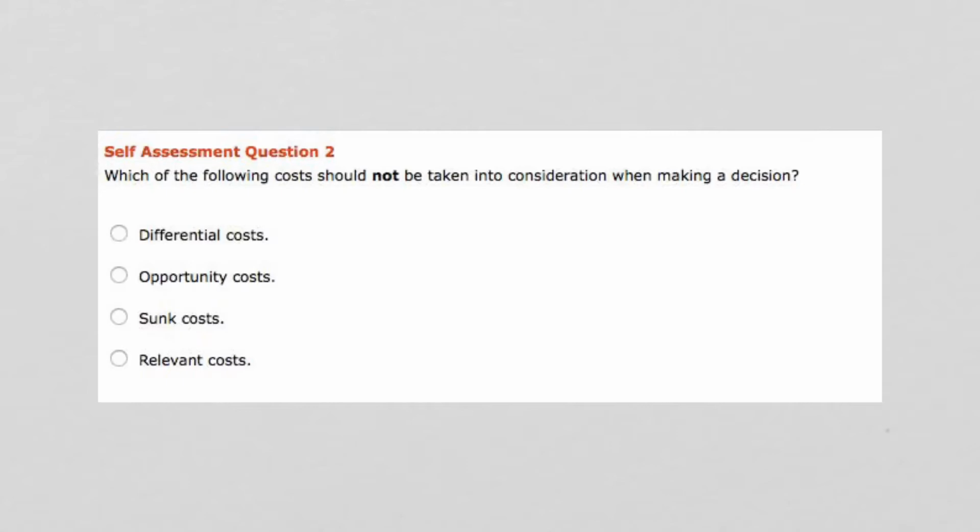Self-assessment question 2 here. Which of the following costs should not be taken into consideration when making a decision? Again, this chapter, a lot of it's based on the prior chapters that you've already done. So now you're looking for what do you not need to worry about when making a decision. And we did talk about this. It's the sunk costs, as they're described here. They already occurred. We're trying to make a decision based on a new day. Let's call it today.